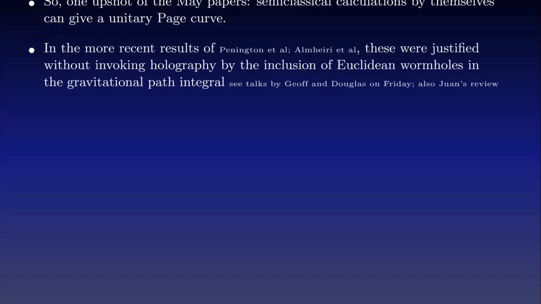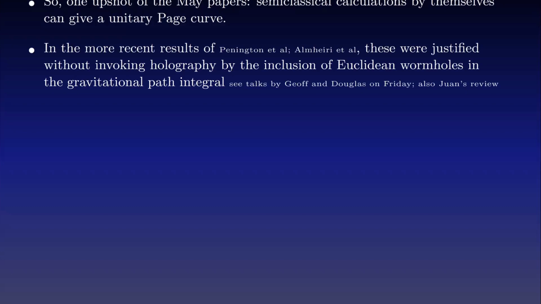So a few points of discussion and what we can take away from this. One upshot of these papers from May is that semi-classical calculations by themselves, if you just use semi-classical tools, you can get a unitary Page curve. Now, since then, there have been, of course, a lot of developments.